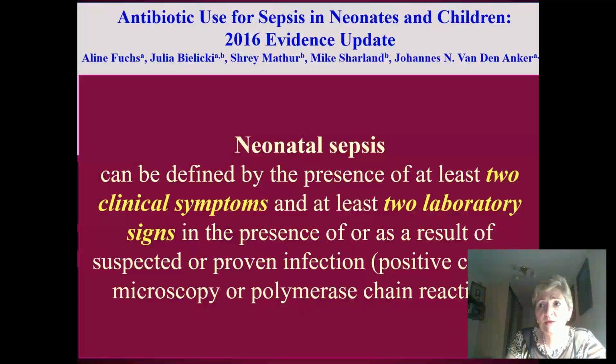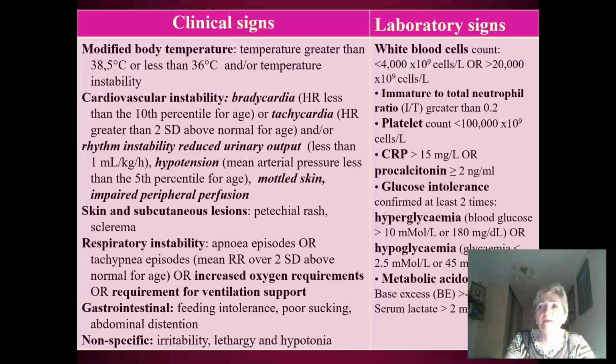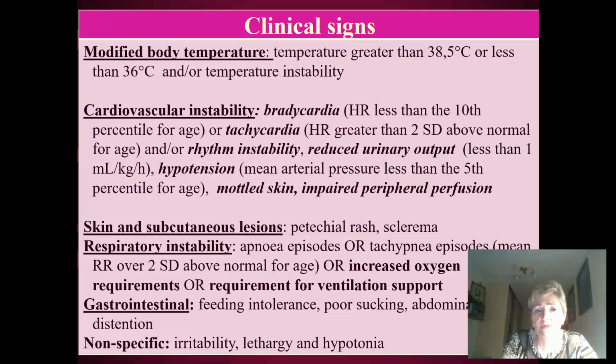Now we can see the main signs of neonatal sepsis. Neonatal sepsis can be defined by the presence of at least two clinical symptoms and at least two laboratory signs, in the presence of or as a result of suspected or proven infection: positive culture, microscopy, polymerase chain reaction. In this slide, we can see clinical signs and laboratory signs that you can reveal in a newborn with sepsis. Now we detail these, clinical signs and laboratory signs.